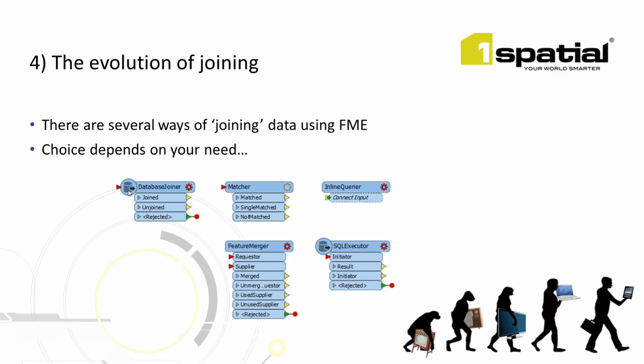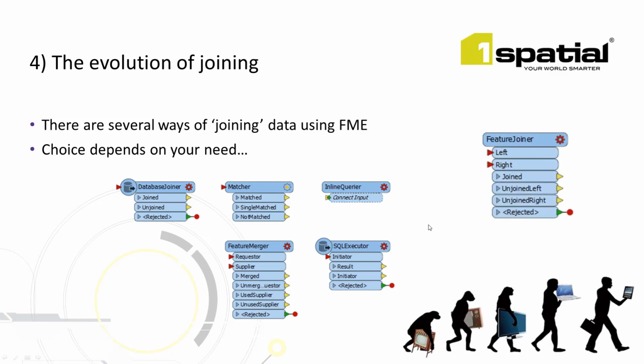The requester being the data set, the record that wants to receive something. So for example, you might have a record that contains an ID and a name, and you want to go and get an email address and an office location, and the email address and the office location are stored in the supplier. So you're joining that information on.